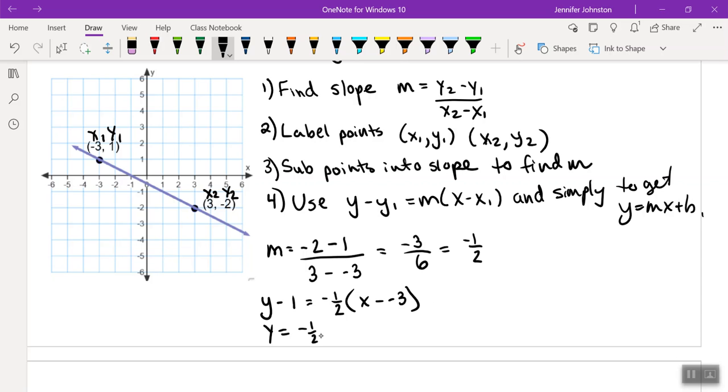So I have a negative a half x. This should give me a positive 3 times a half. That gives me negative 3 over 2 plus 1. So y is equal to negative a half x, and then we have negative 1.5 plus 1 gives me negative 0.5. So negative a half. If you tried it out the other way, you should be getting the same answer in the end.